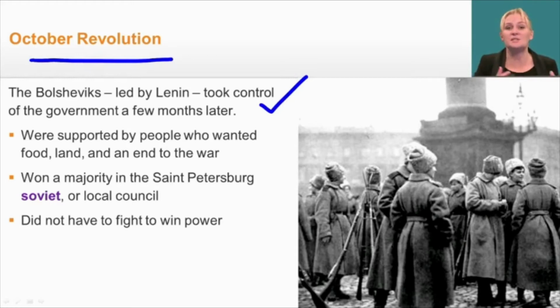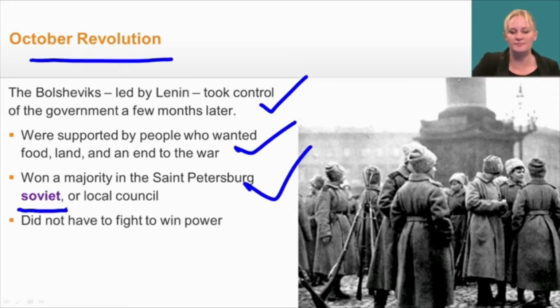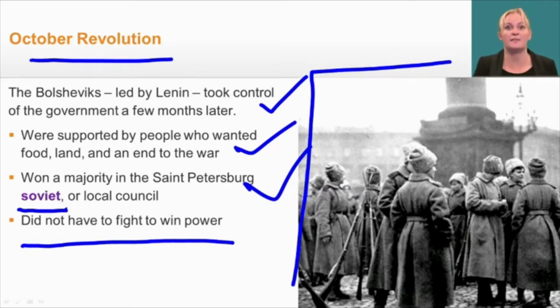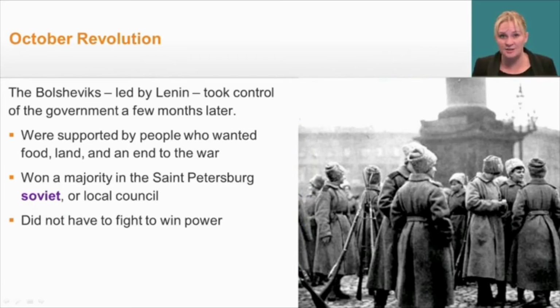The Bolsheviks were supported by those people who wanted food, land, and an end to the war. And the Bolsheviks won the majority in the St. Petersburg Soviet. When I say Soviet, I mean their local council. Both the Soviet and the Bolsheviks had people who were willing to fight for them. But the important thing to remember here is that they did not have to fight to win power. They were voted in.